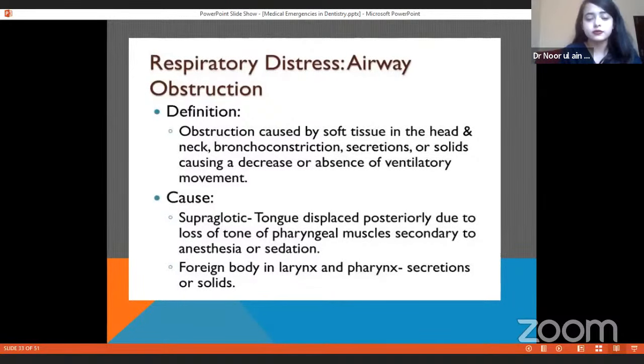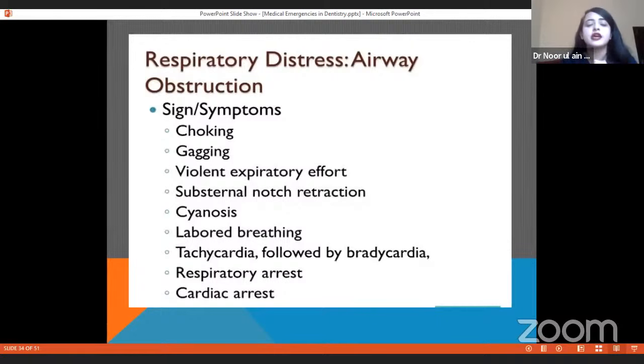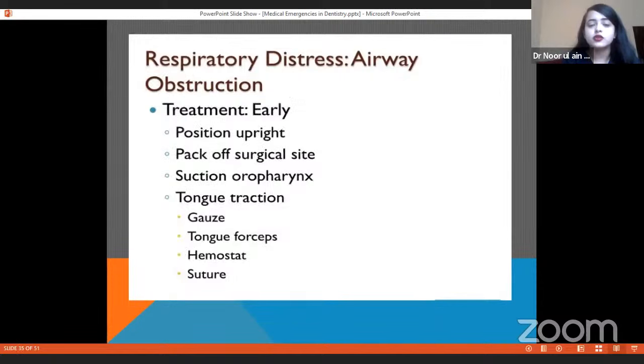Respiratory distress airway obstruction: what are the signs and symptoms? The patient might be choking, gagging, violent expiratory effort, substernal notch retraction, cyanosis, labored breathing, tachycardia followed by bradycardia, patient cannot breathe well, respiratory arrest, cardiac arrest. So the treatment in early stages is position upright, pack off the surgical site, suction oropharynx, tongue traction, that is gauze, tongue forceps, and hemostatic suture. These all can help in tongue traction.